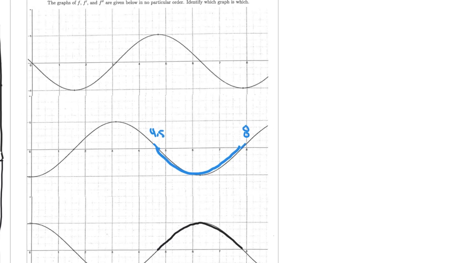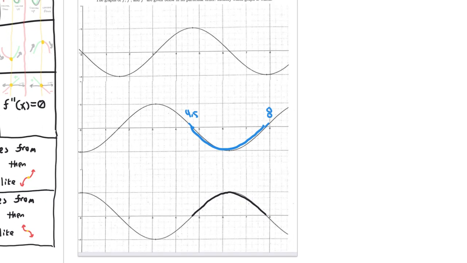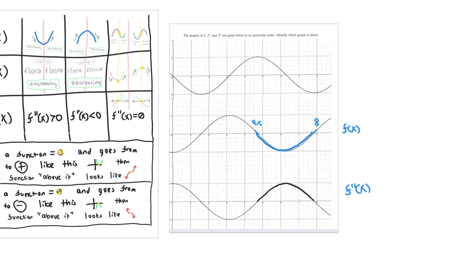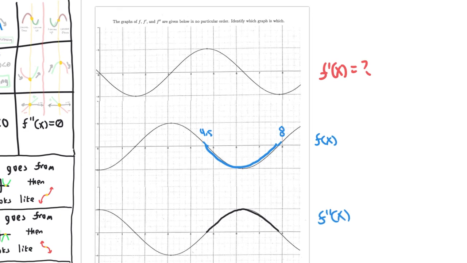Now, let's be very clear. We estimated this. It's not exactly 4.5. For all we know, the point of inflection is a little bit past 4.5. For all we know, the point of inflection is a little bit less than 8. So these are estimates. So far, we are building a case that this is f of x and this is f double prime of x. Now, that would make this potentially f prime of x? Maybe. I don't think we need that equal sign.